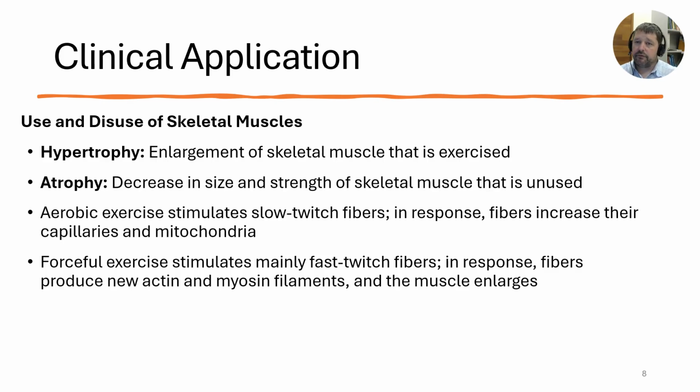Right? The opposite is true. If you want to build big, fast twitch muscles, normally it's forceful exercise, okay? Lifting heavy weights. Not aerobic exercise, but heavy weights will tend to enlarge those muscles. So you have both types, and in all regions you have both types, both aerobic and anaerobic muscles.